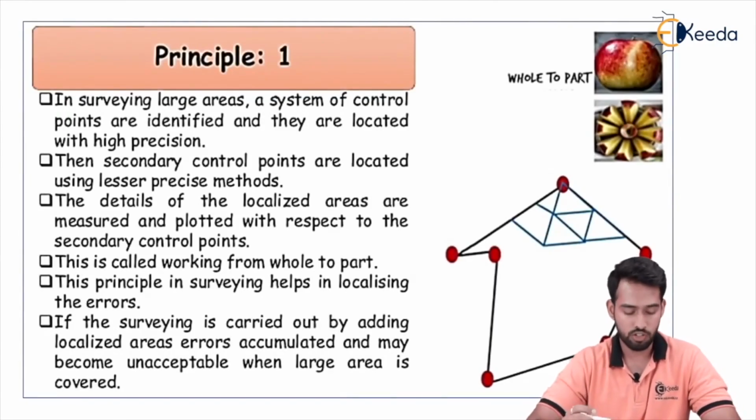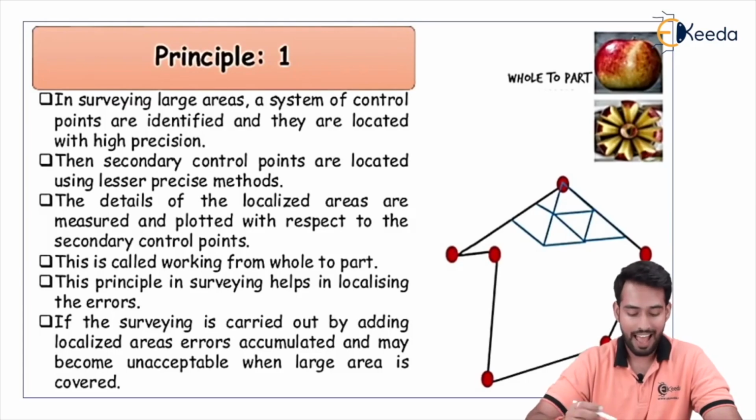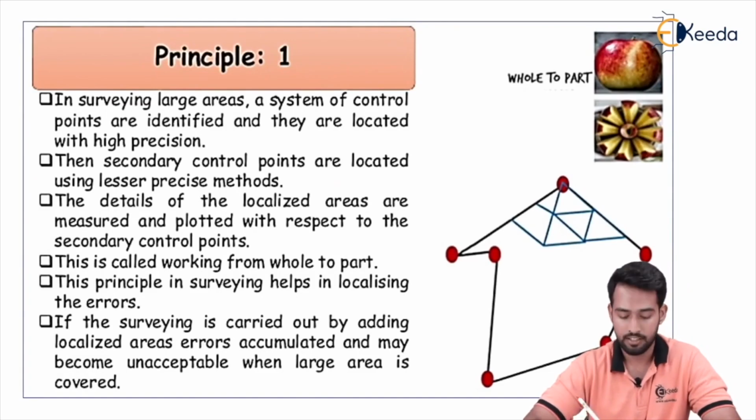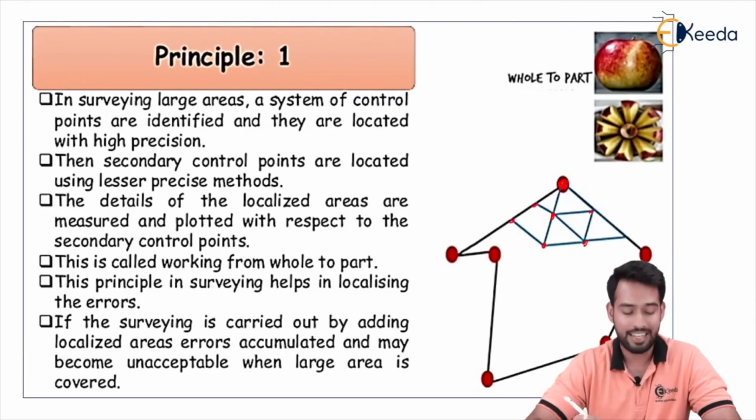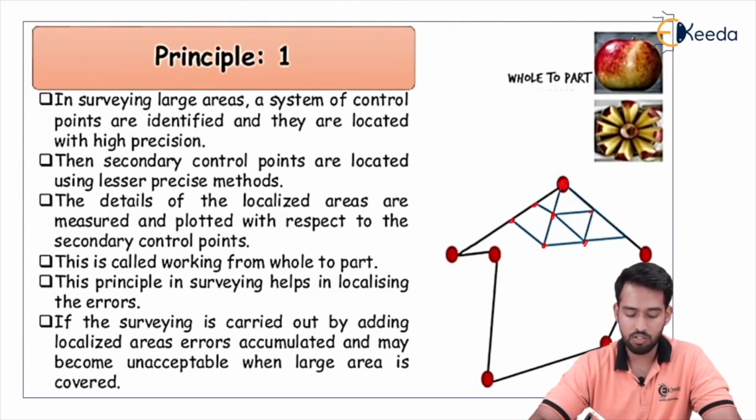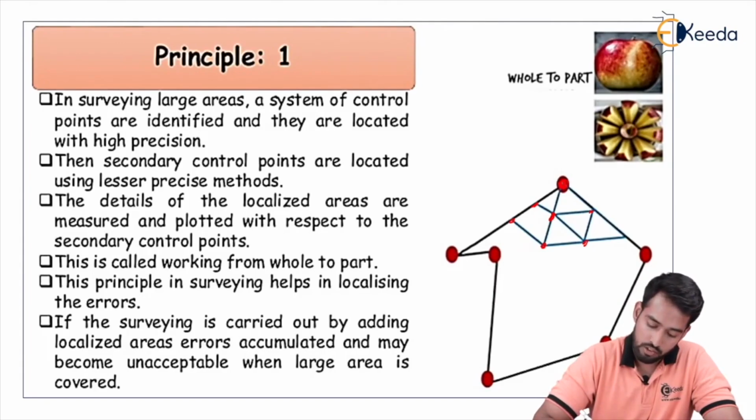The first principle, which was, in surveying large area, a system of control points are identified and they are located with high precision. As we can see, these red dots indicate what? This indicates your main station points. The next procedure, then the secondary control points are located using lesser precision methods. Between these points, we are marking the secondary points. After that, the details of the localized areas are measured and plotted with respect to the secondary control points. With respect to the secondary control points, we'll further go in detail and find out the local areas.